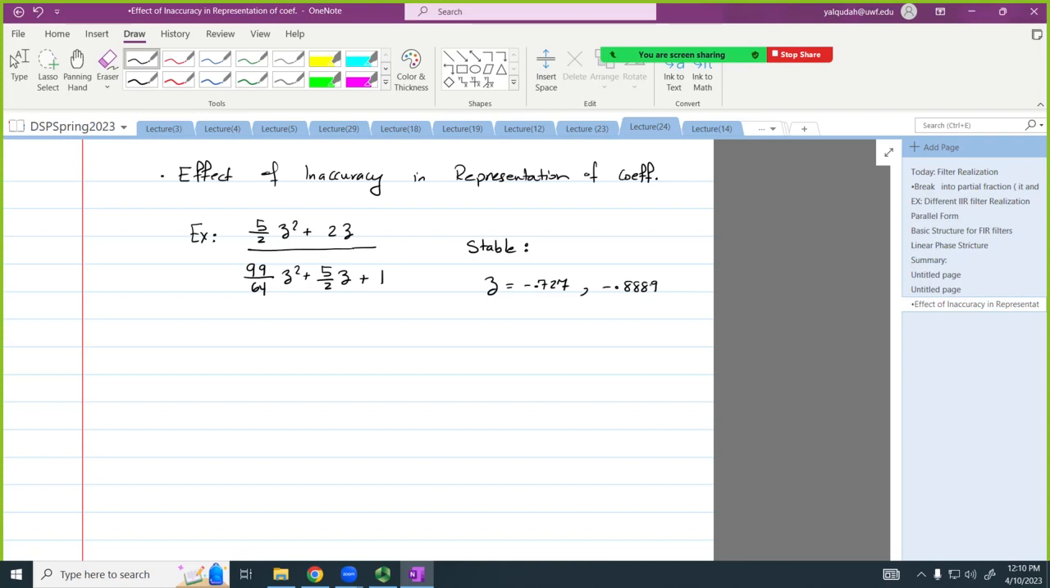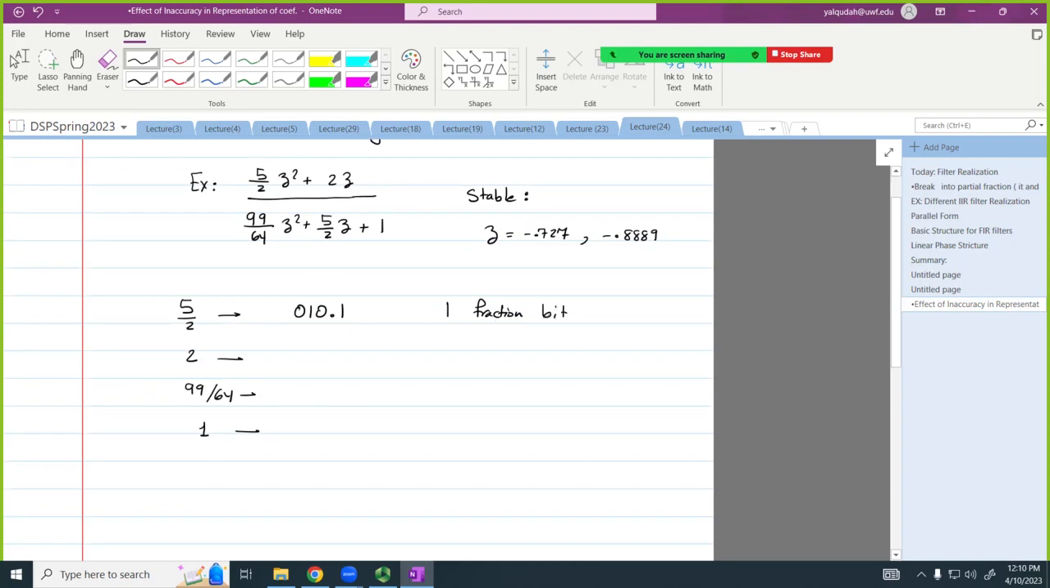We have a machine that has a finite number of bits to represent the data. So we're going to take the numbers that we have, 5/2, 2, 99/64, 1, which are all the coefficients, and convert them to binary. Therefore, 5/2 is going to be 010.1, so we have one fraction bit. 2 is going to be 010.0.